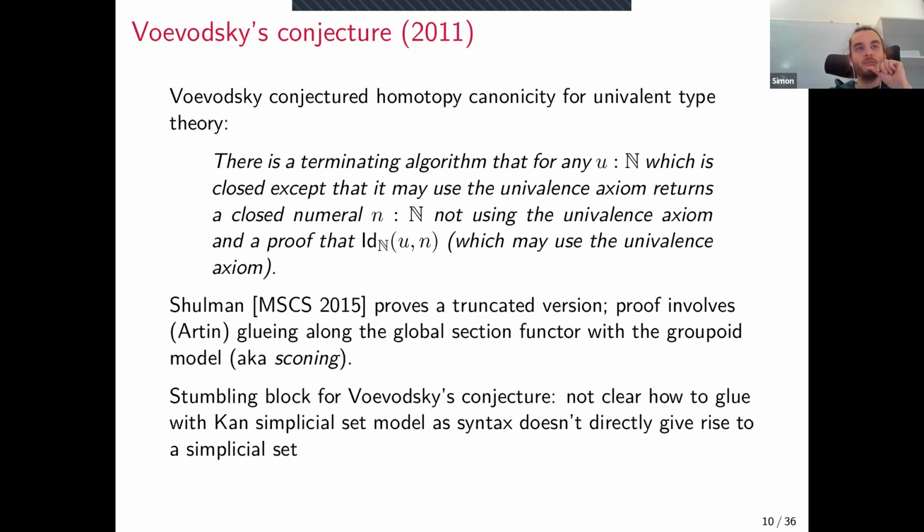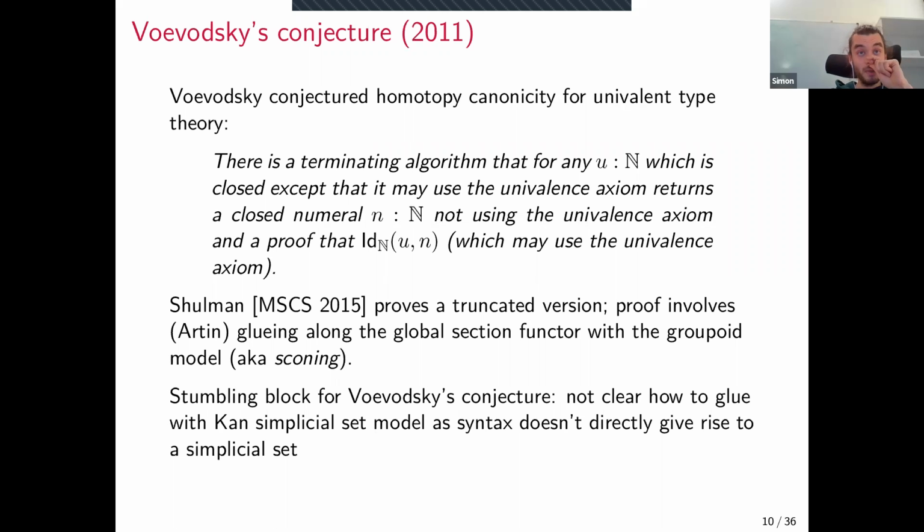And Mike Schulman proved a variant of this, where you have a truncatedness assumption on all types. His proof uses a technique called sconing, which was also the starting point for our work.